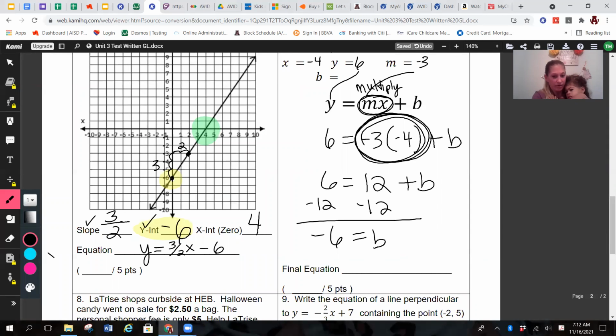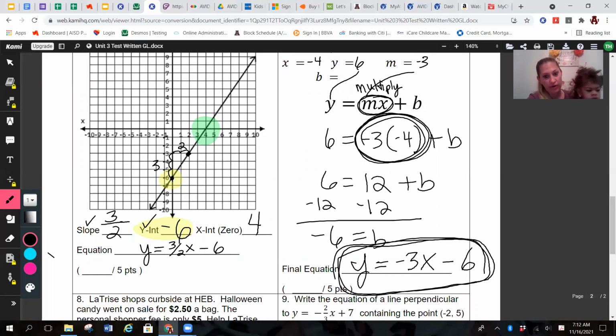Okay, so b is your y-intercept. Now you know b and you know m. You can write your final equation. Y equals, my m was -3 and my b is -6.